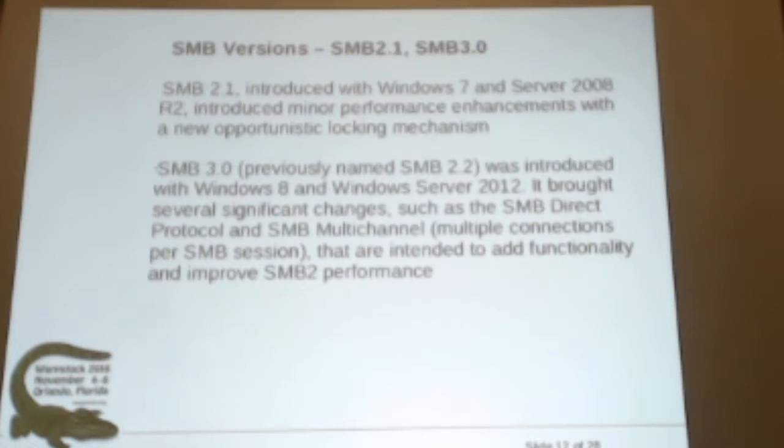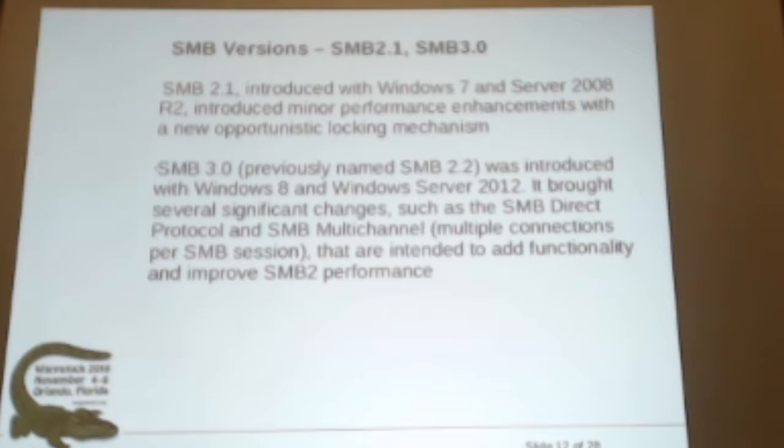Next slide, please, Neil. Okay, SMB versions 2.1, 3.0. Lost something. Okay, we're back. The audio was just dropping out then. Yeah, sorry.